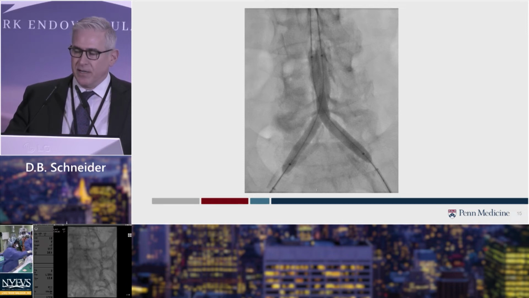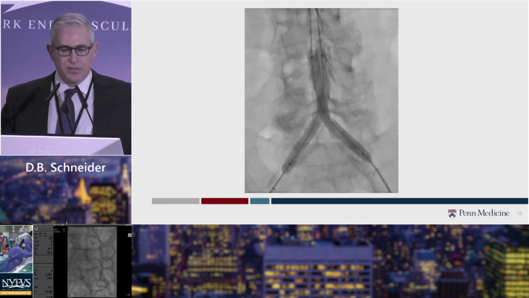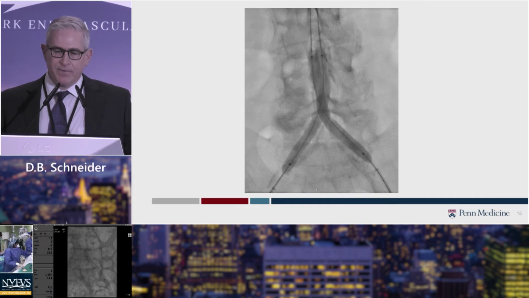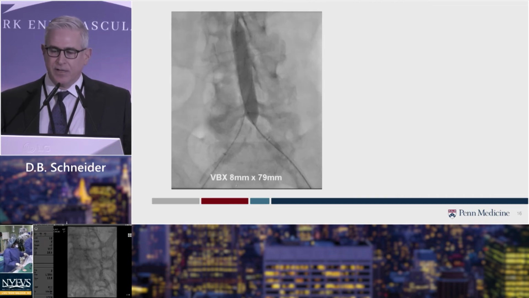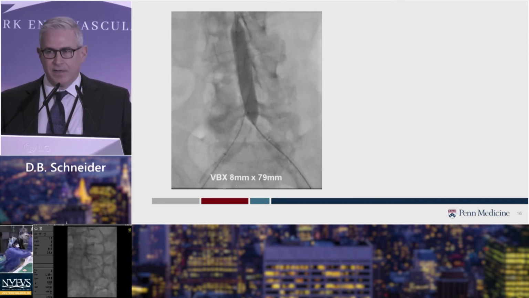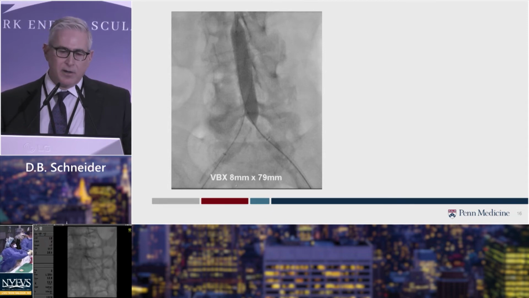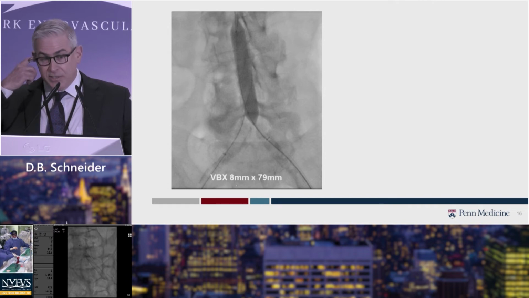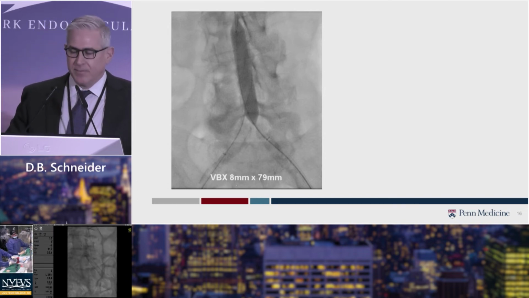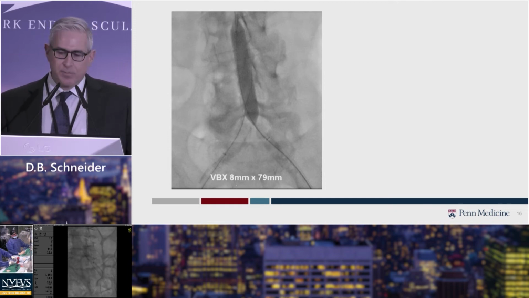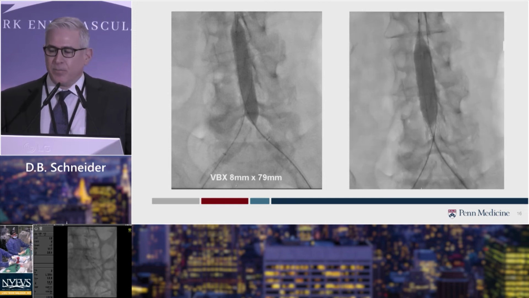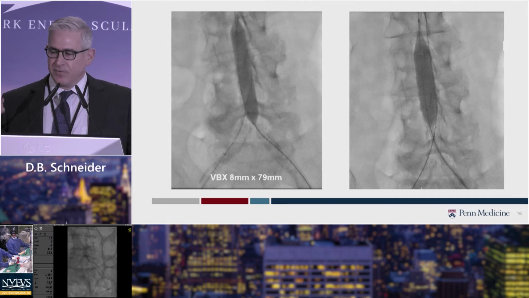This is a predilation with undersized balloons initially at the aortic bifurcation and extending into the aorta. When we use the CRAB technique, first we place the larger covered stent in the distal aorta. It's initially deployed undersized, so this is an 8L VBX 8x79 device. It was placed in the aorta. The proximal half of that device was further post-dilated to match the proximal aortic diameter with a larger balloon.